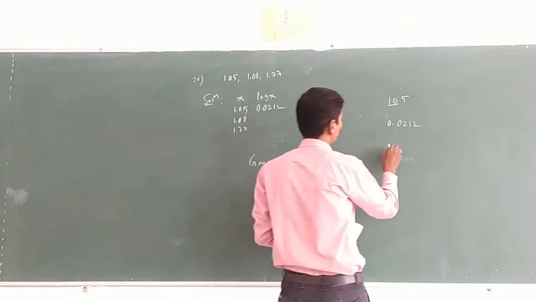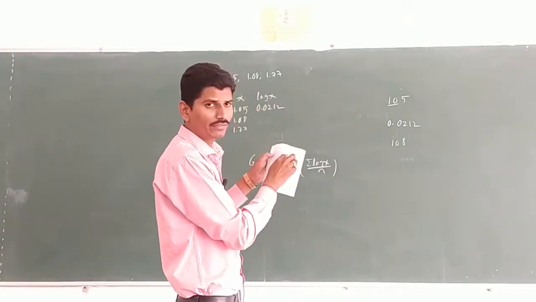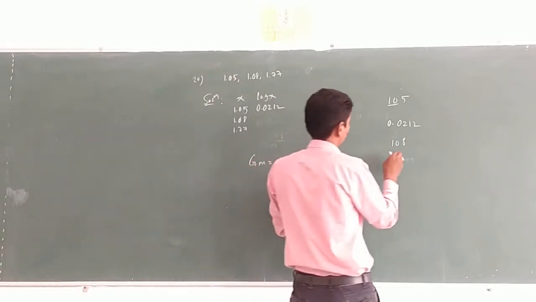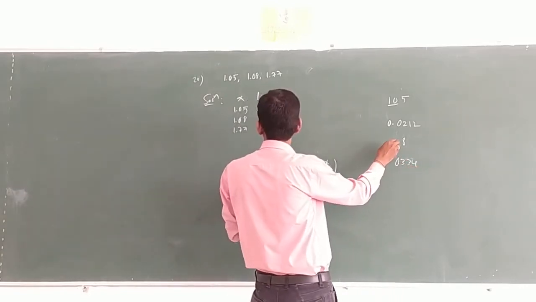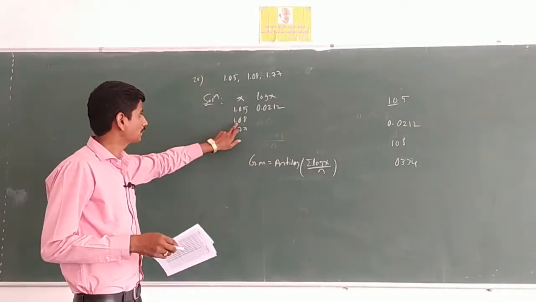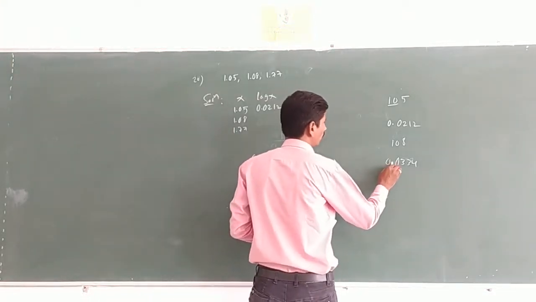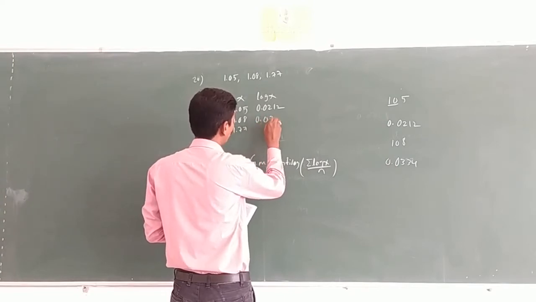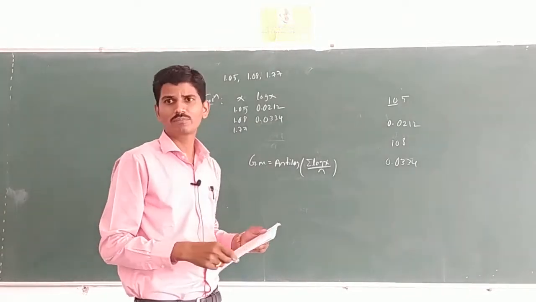Here 108: 10 in the main column. The next third digit is 8; you have to refer in the difference column, that is 0334. It is 1.08. Before the decimal point the number of digits is only 1, and 1 minus 1 is 0. Then we will get 0.0334. The third one, 1.77, means 17.